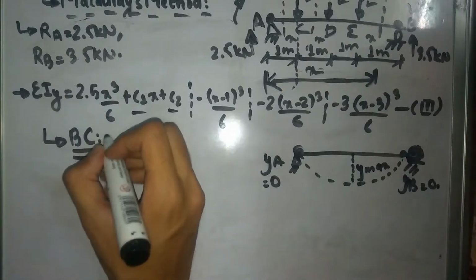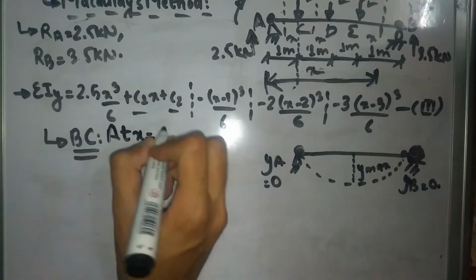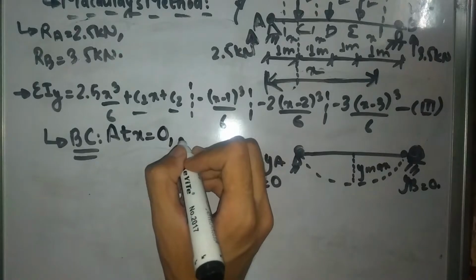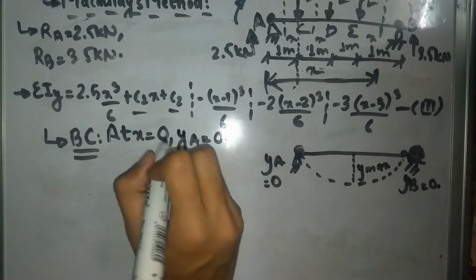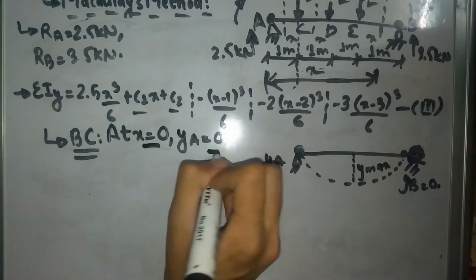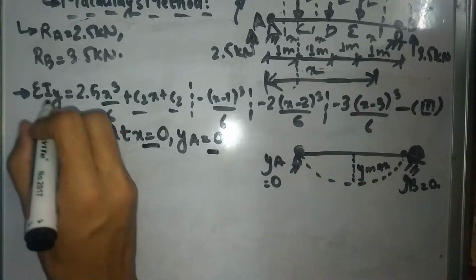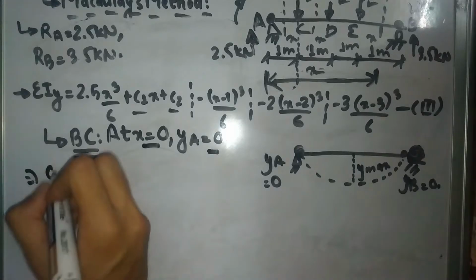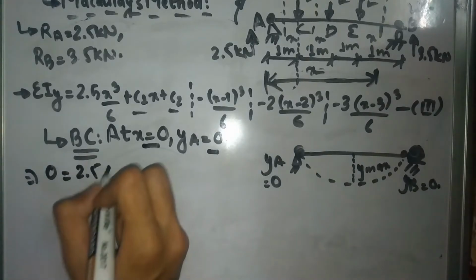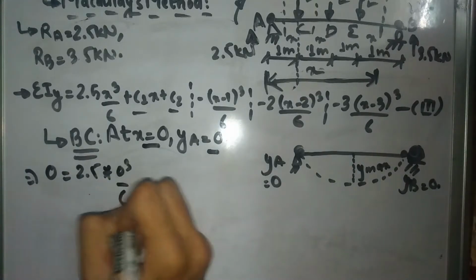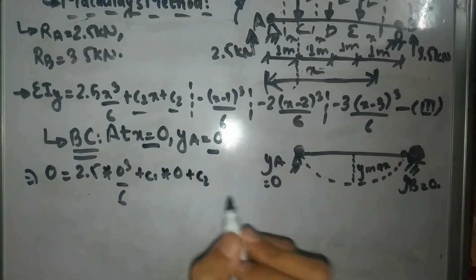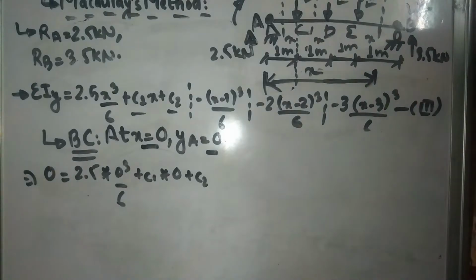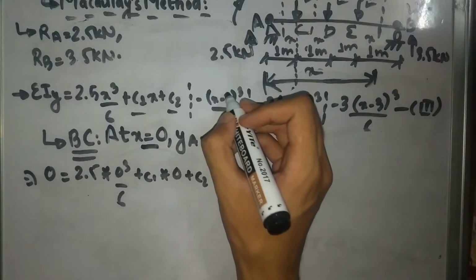So applying boundary conditions at x equals 0, which means at point A, my deflection ya equals 0. So I'm going to substitute the value of x and y in equation 3. So EI into y is 0, so my left hand side is going to be 0. So 2.5 into 0 cube by 6 plus c1 into 0 plus c2.